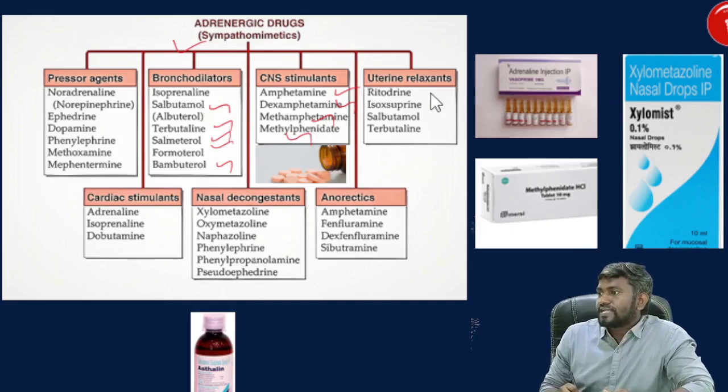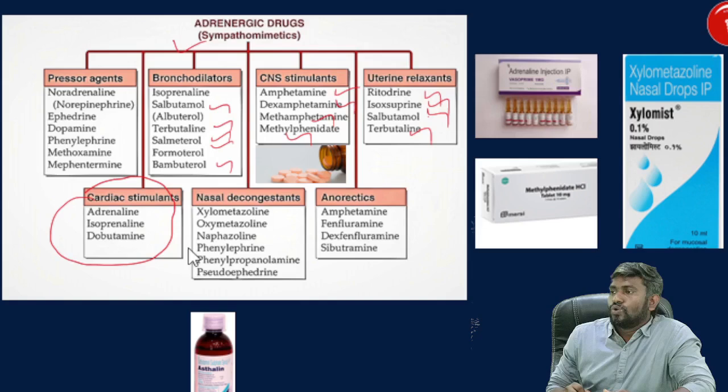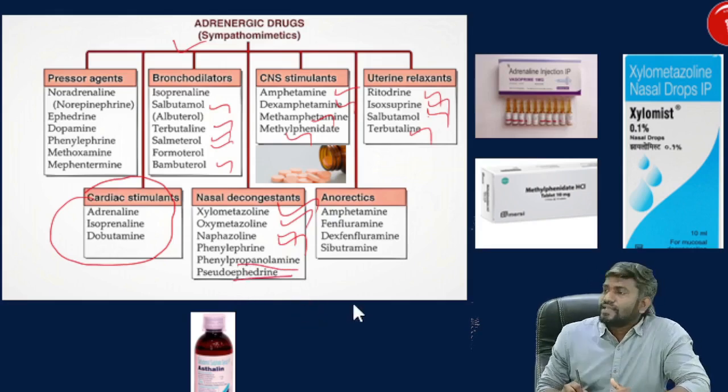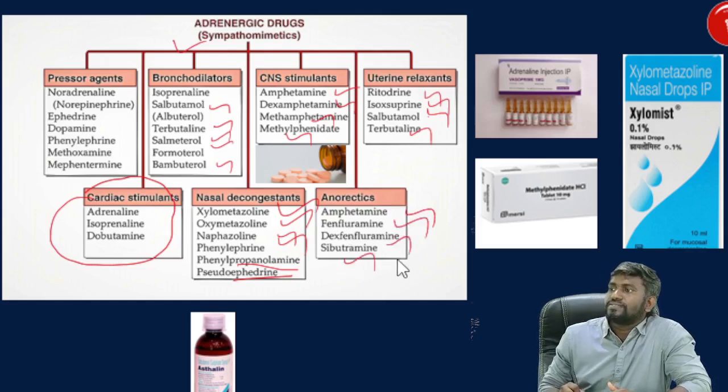Next, the uterine relaxants are going to be ritodrine, isoxsuprine, salbutamol and terbutaline. The cardiac stimulants, very important, are going to be adrenaline, isoprenaline and dobutamine. Nasal decongestants, I think everybody knows this. This is going to be xylometazoline, oxymetazoline, naphazoline, we have phenylephrine, and then we have phenylpropanolamine, and then we have pseudoephedrine.